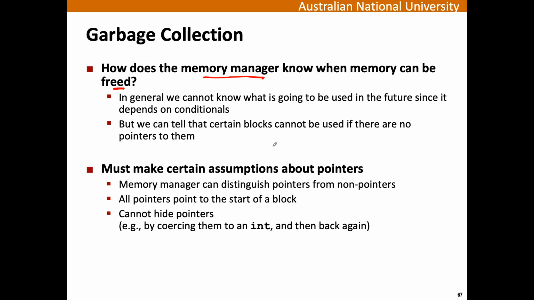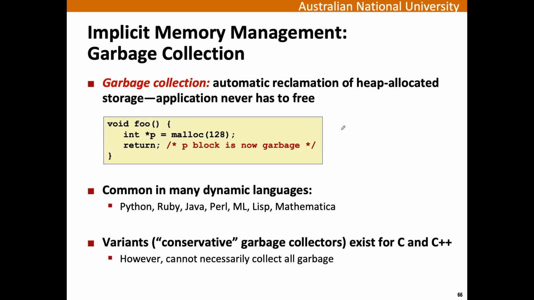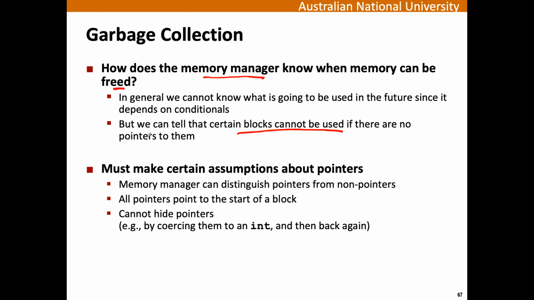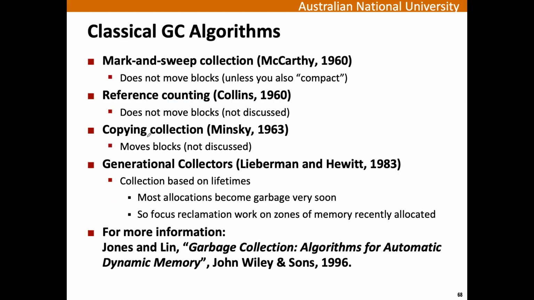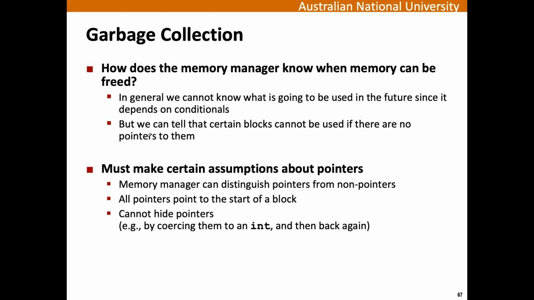We can tell that certain blocks cannot be used. We can say with 100% certainty that this block here, P, can never be used again. It's not reachable. Once the function returns, P cannot be referenced from outside the function because it's declared inside the function. Okay, so this is the kind of analysis that can tell us with 100% certainty that a specific block or a specific variable is no longer alive, dead, not reachable.